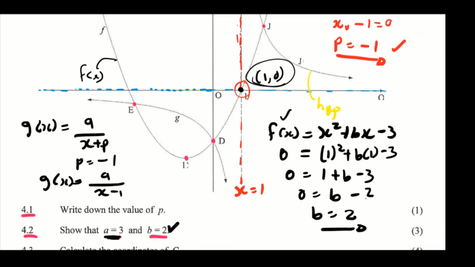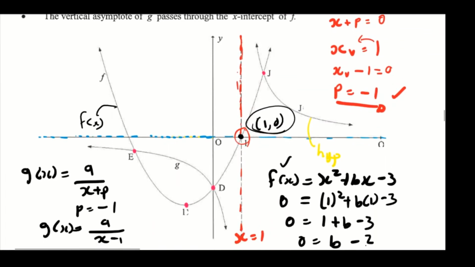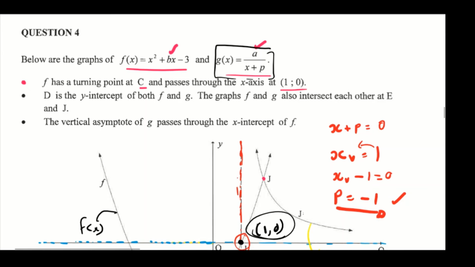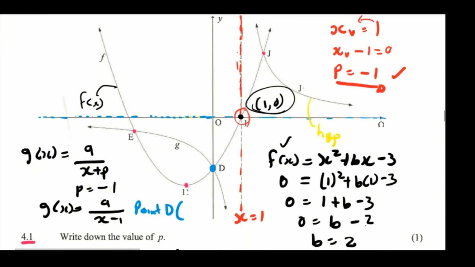And to find the value of a, we can use any available point here. What is it? If we try point D, because that's the y-intercept, so this point D here, I'm just going to indicate with this blue, try point D, the coordinates of point D are, we know that the y value is -3, right?